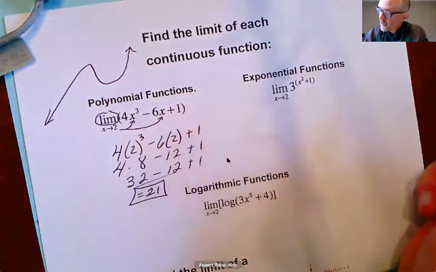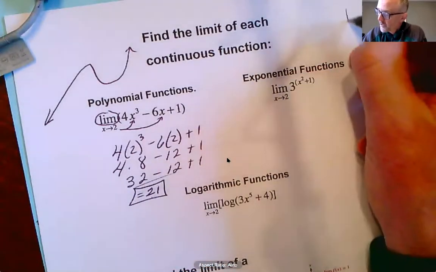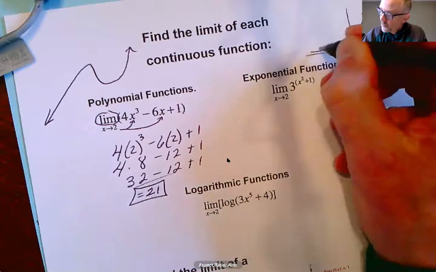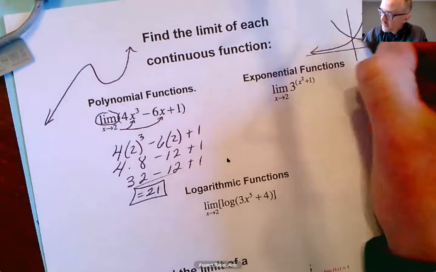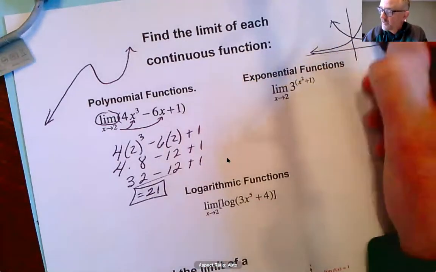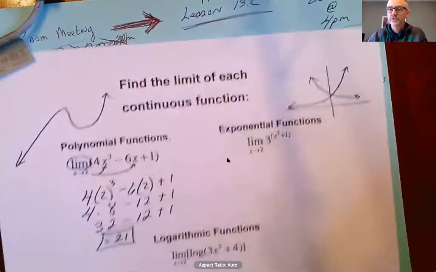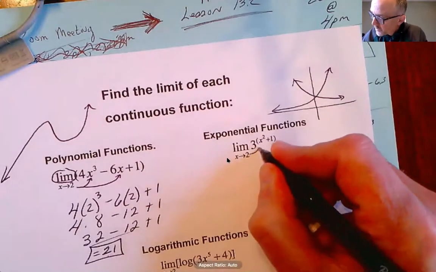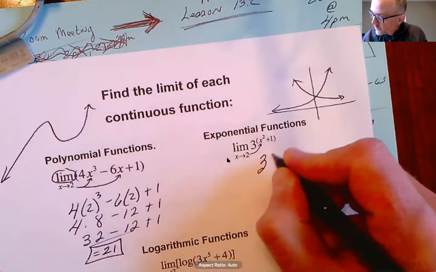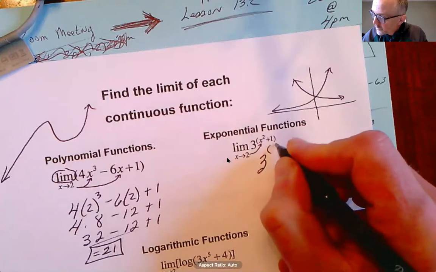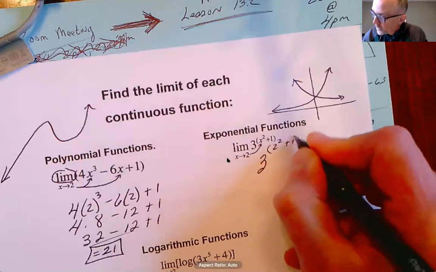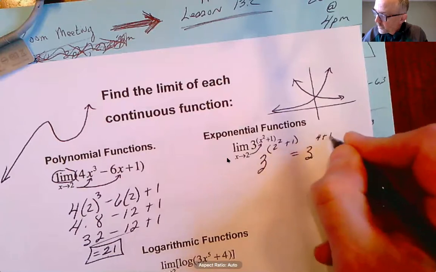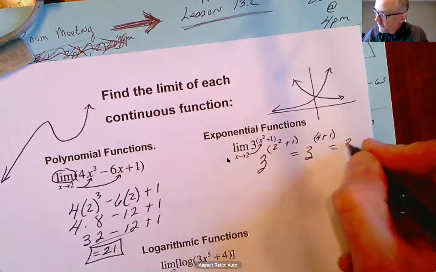Okay, exponential functions. You might not remember exponential, but exponential kind of had this look. That's exponential growth, and that's exponential decay. But notice these are continuous functions. Whoops, you couldn't see that, sorry. All right, so can we try it again? Just substitute in 3, raise it to the 2 squared plus 1, which is 3, raise it to the 4 plus 1, raise it to the 5th.